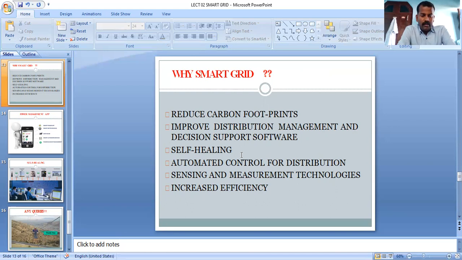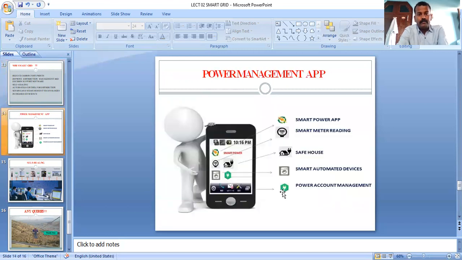Self-healing, because it corrects itself if there is a fault. Automated control for the distribution system: automated control happens in the distribution system. Sensing and measurement technology. Increased efficiency, definitely, because it reduces the losses of power, hence efficiency gets increased, right?